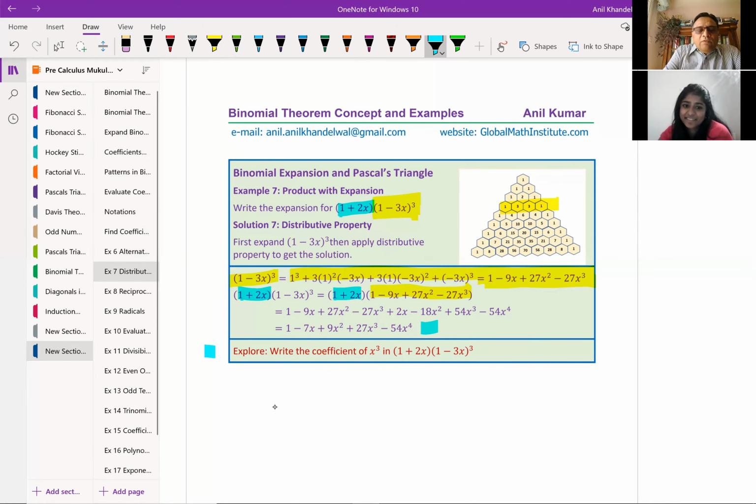Now here, we need to explore something. So Amy, can you read what is this to explore? Write the coefficient of x cubed in 1 plus 2x multiplied by 1 minus 3x whole cubed. So tell me, what is the coefficient of x cubed in this product which we just calculated?